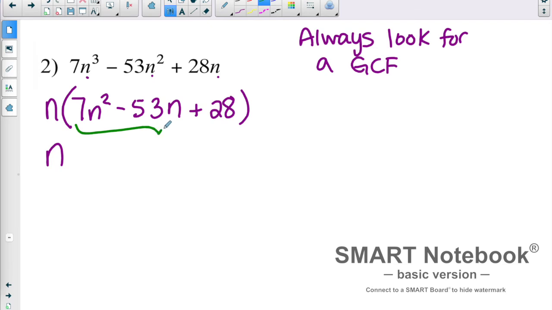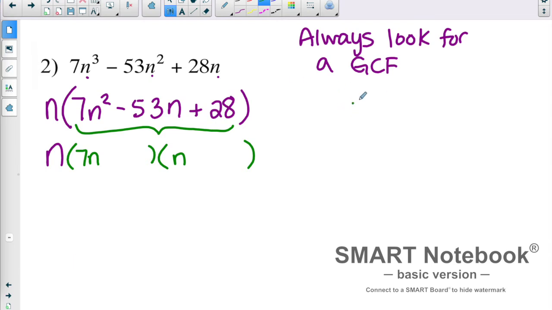So the 7n squared minus 53n plus 28 is a quadratic expression. I think about how did we get a 7n squared? What times what would give you a 7n squared? Well, to get a 7, it'd just be 7 times 1. To get an n squared, it'd be n times n. So we need 7n times n to give me a 7n squared.